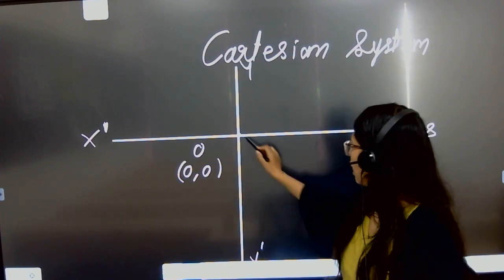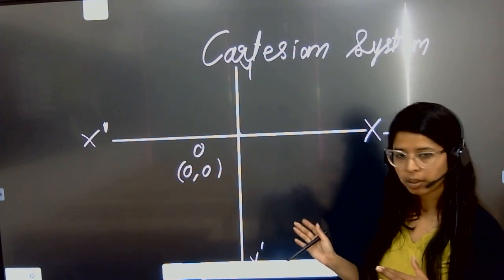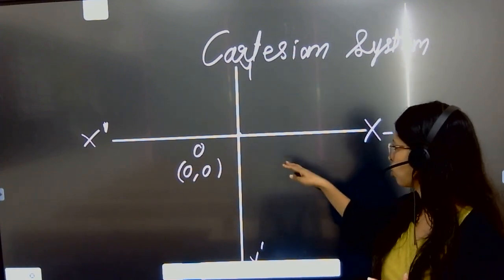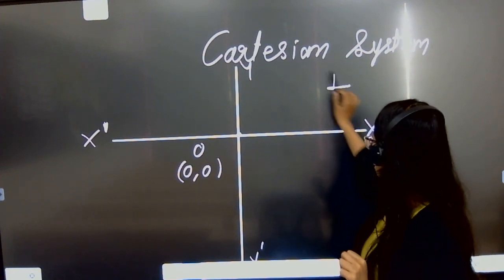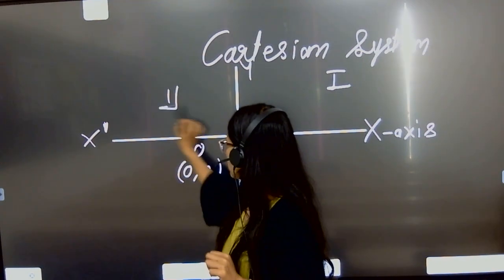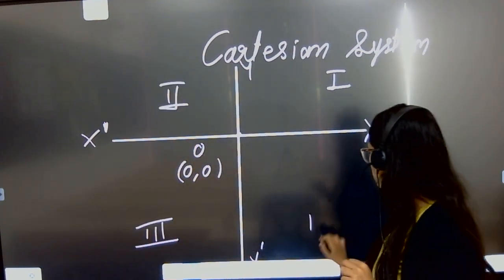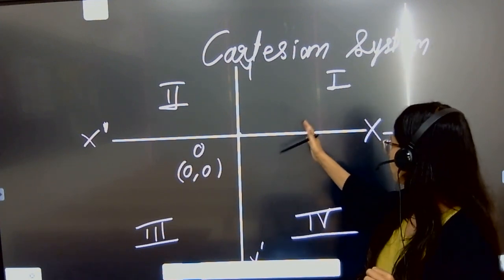Okay, and then after that we can see the quadrant part. You can see this graph has divided the whole plane into four quadrants. Okay, four parts. So this is our first quadrant, this one is our second quadrant, this one is our third quadrant, and this one is our fourth quadrant. Clear?